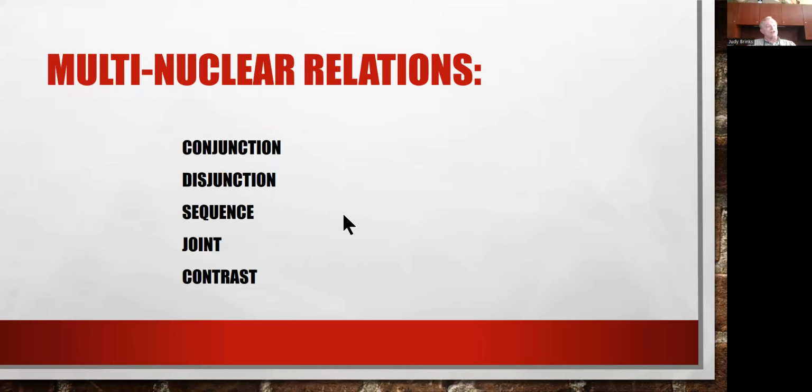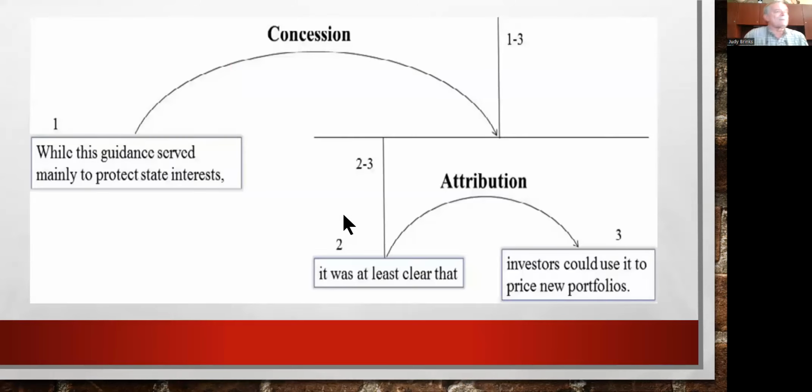Multinuclear relations could be conjunction, where they're similar, neither one more important than the other. Disjunction, where they're actually sort of in opposition to each other. A sequence, where they represent sequences in a time situation, or a joint, where you're more or less saying the same thing in different words. And then contrast, where what is being said in the nuclear statement is in contrast to the previous nucleus.